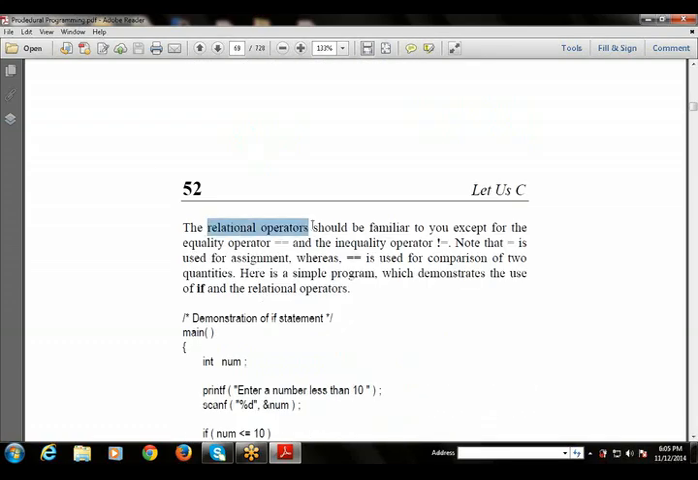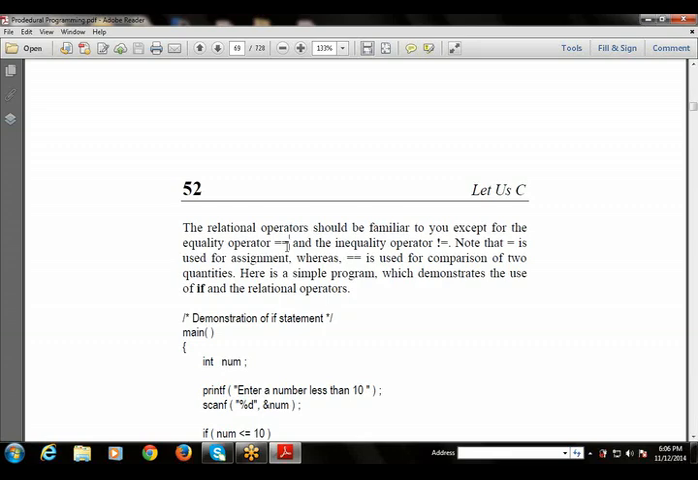The relational operators should be familiar to you except the equality operator. This is the equality operator. Note, there are two types of operator. One is the equality operator, one is the assignment operator. The equality operator uses double equals to, that is two equals signs. But single equals to is used for the assignment operator, that is a equals 10, that is the value 10 is assigned to a.